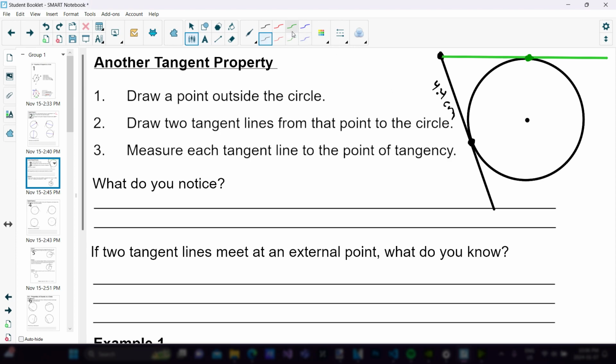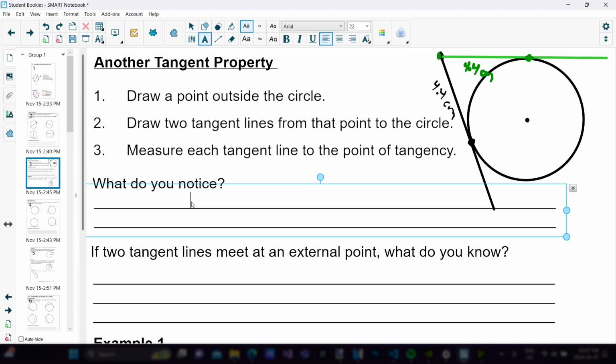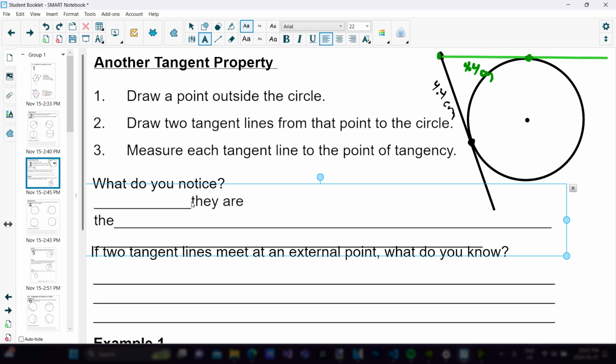And I'll save us all the trouble. I'm not going to measure that line and do that. That was just too painful. But same thing from here to here is 4.4 centimeters. So you just have to take my word for it. You can use your own ruler if you don't believe me. So what do you notice? Well, they are the same length. They are equal.